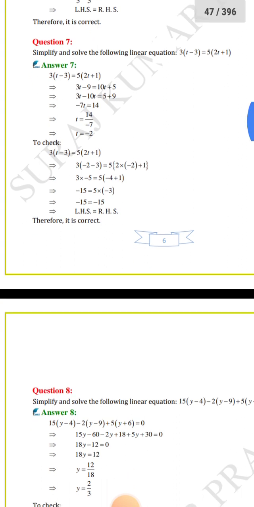To check 3(t minus 3) equals 5(2t plus 1), we have to keep the value of t in the place of t.